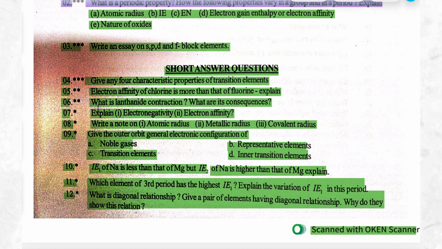This is also important. And what is lanthanide contraction and its consequences. Okay, and electron affinity. Explain these two terms. Sometimes write a note on atomic radius, metallic radius, covalent radius. This is an SAQ. Next one, see, outermost electronic configuration of noble gases, representative elements, transition elements, inner transition elements, general properties they are asking. Sometimes they are asking.